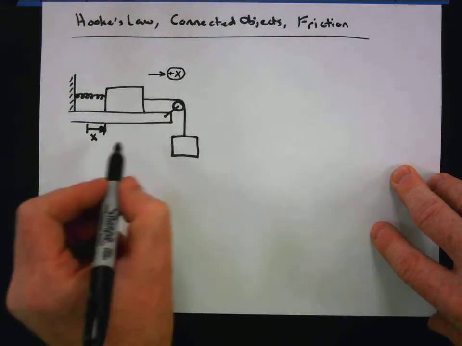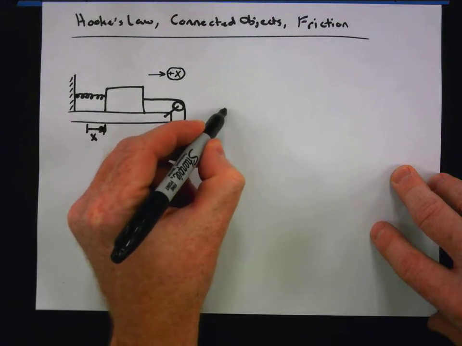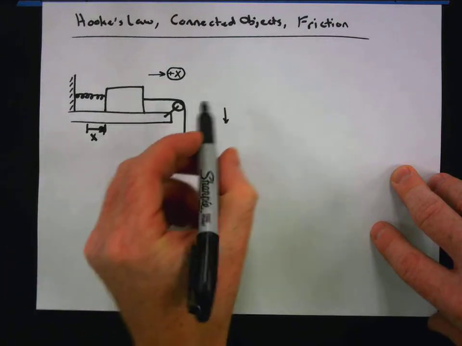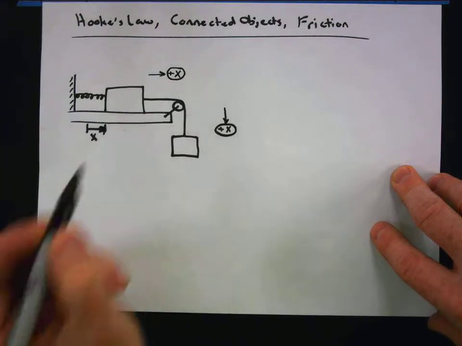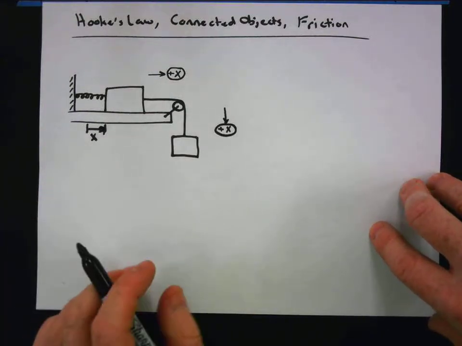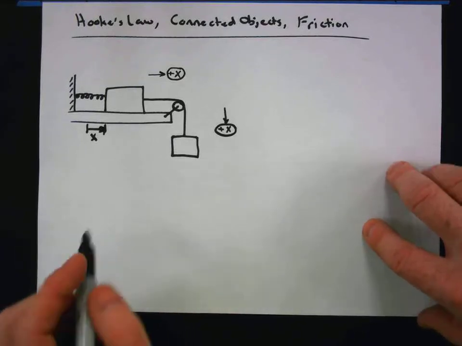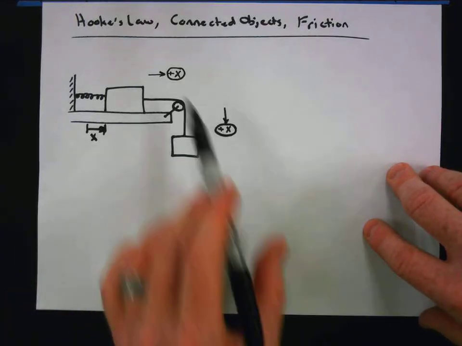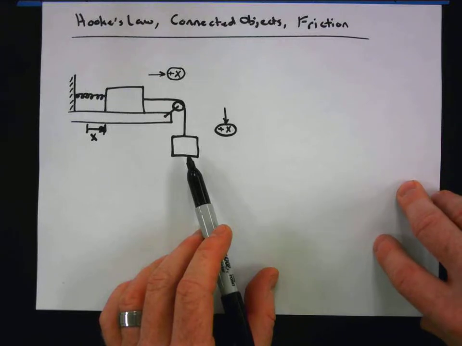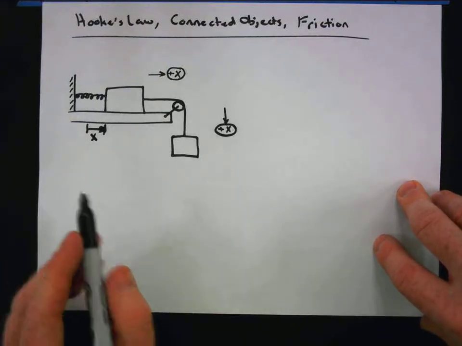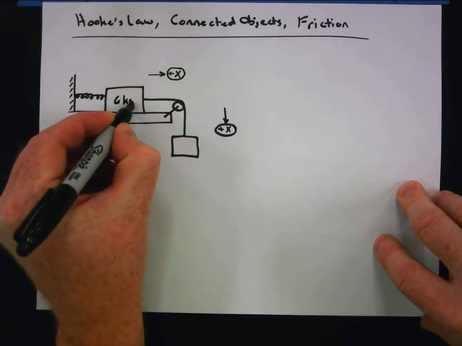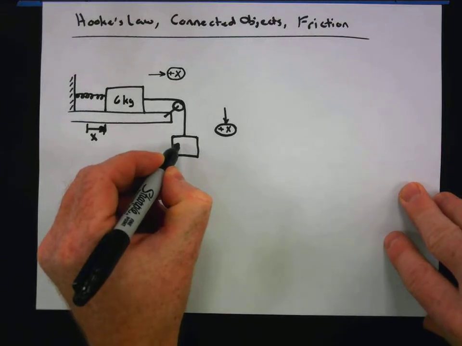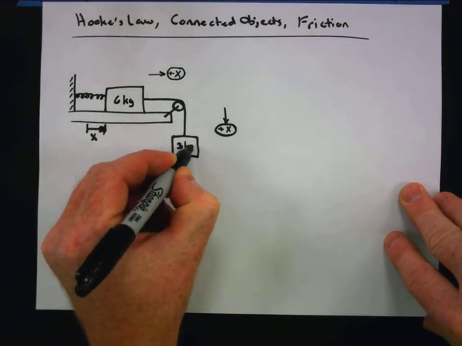So with connected objects, you want them both sort of having the same positive direction tendency, moving in the same direction or accelerating in the same direction. So there we go. We will use two different coordinate systems if we have to here for each object. We have a couple masses. The block here on the surface, let's just call this a 6 kilogram mass. And the hanging block, we'll just call this a 3 kilogram block.